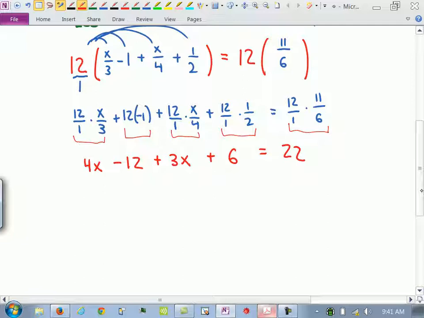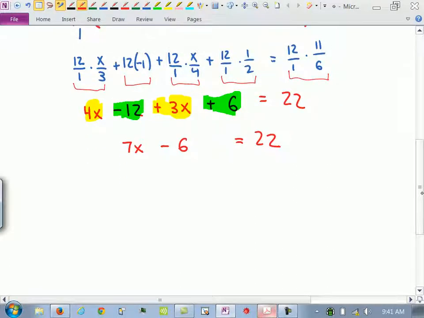Like terms. Okay, we have on the left side 4x plus 3x. We can put those together. That'll be 7x. We could also put the negative 12 and the positive 6 together. That gives us negative 6. The other side of the equation is still 22. Okay, so we've moved on. This was step 3, right? It was collecting like terms.